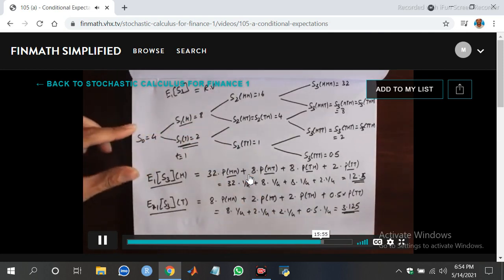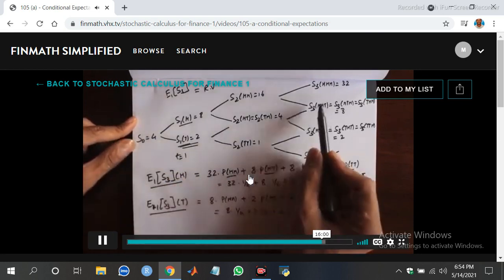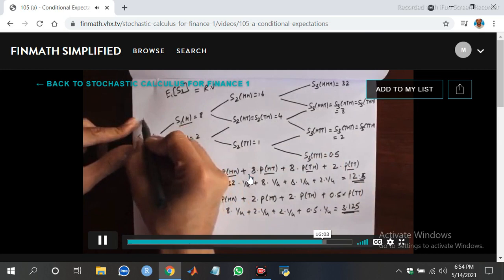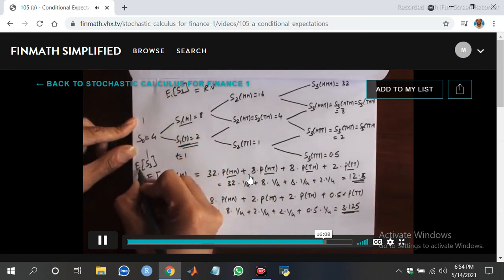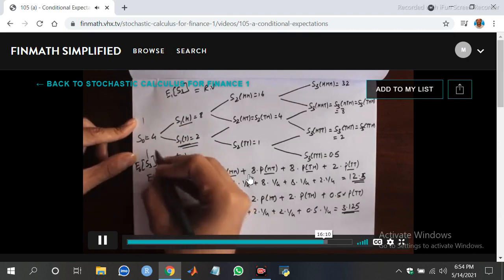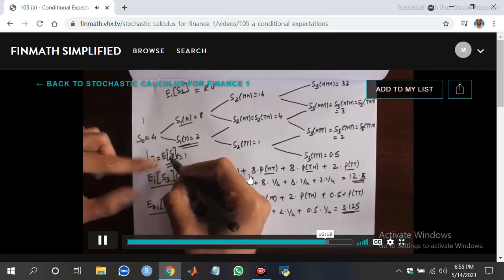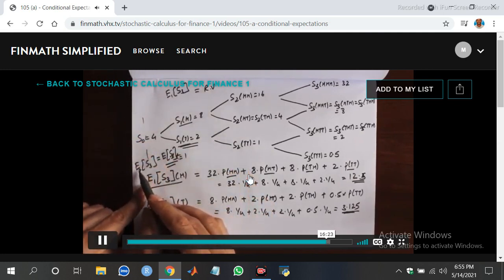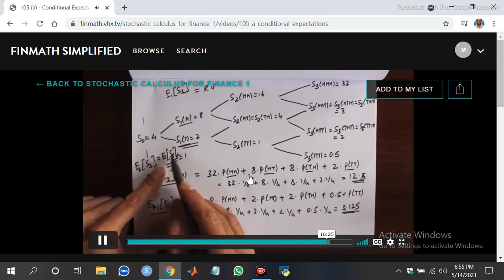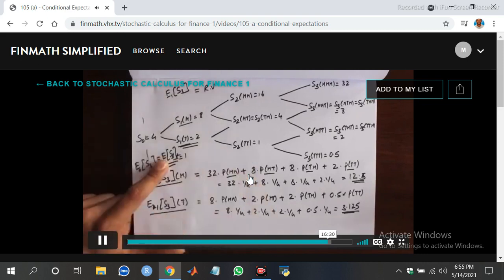Now, one thing more to note is, if you want to take the expected value of S3 without any information, that means the expected value at time 0. This is the same thing as the expected value of S3. Calculating the expectation without any information, we can simply drop this subscript and denote this by E of S3. And this expectation we've already calculated. We learned to calculate it in the previous class, right?